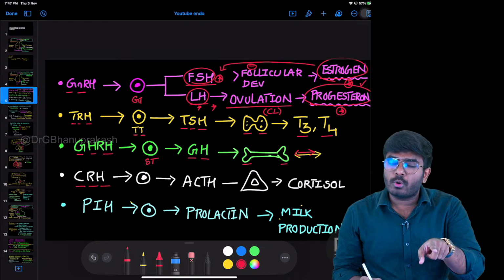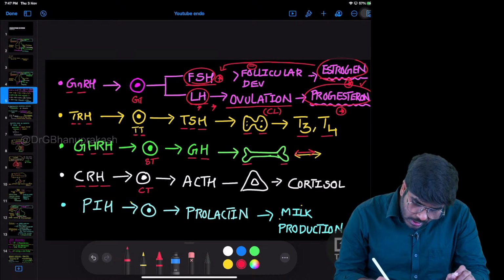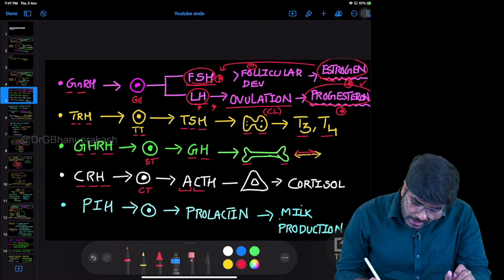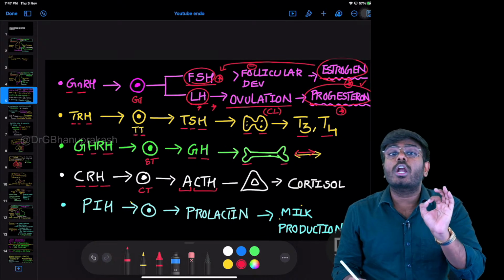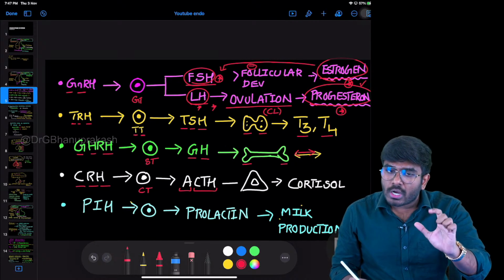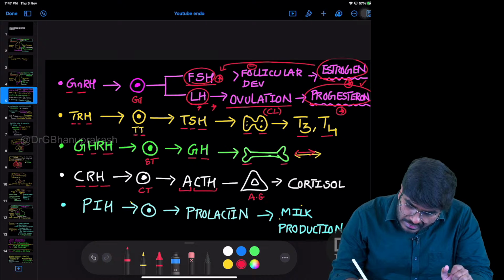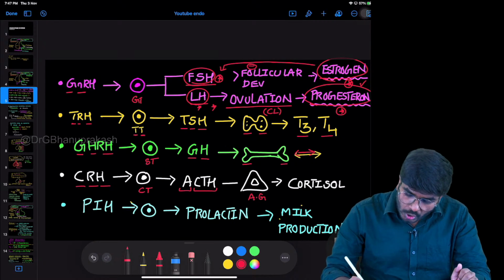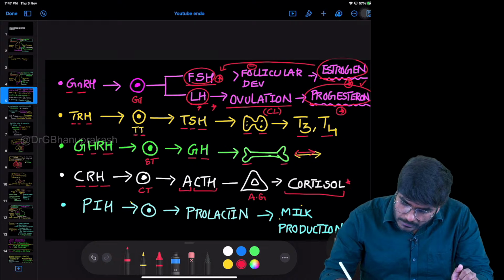Now what is CRH? Corticotropin releasing hormone. Corticotropin releasing hormone acts on corticotropes. Now what will these corticotropes do? The corticotropes will release ACTH, adrenocorticotropic hormone. This adrenocorticotropic hormone will come to the adrenal gland. Now this adrenal gland will release glucocorticoids like cortisol.